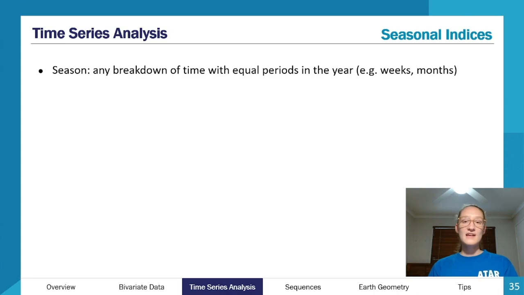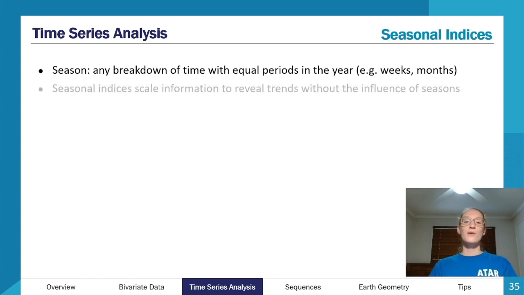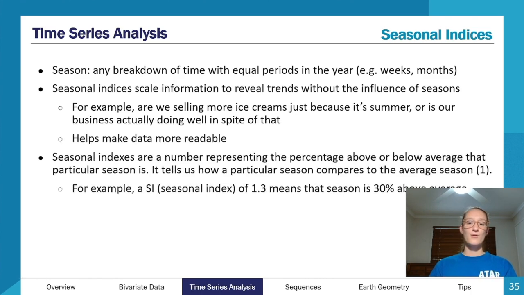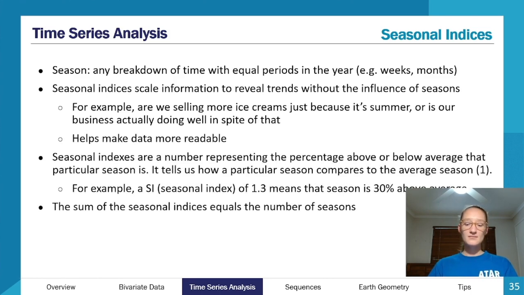So that was removing the impact of irregular fluctuations. But if we want to remove the impact of seasonality, this is where deseasonalizing data comes in. And how we do that is with seasonal indices. We won't focus on it too much here because I would like to focus more on sequences. But the main thing I'll draw your attention to is, again, that a season is any breakdown of time with equal periods in the year.